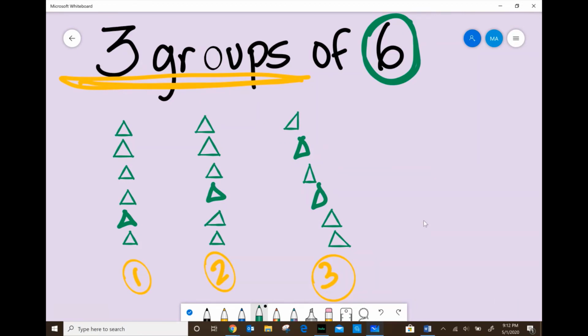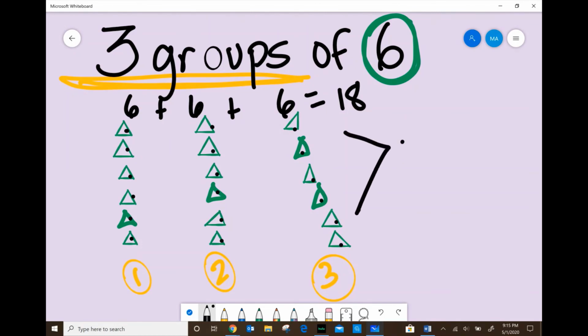And now you're going to have to use repeated addition. 6 plus 6 plus 6 is, you can count by 6, so 6, 12, 18, or you can count each triangle individually. If you decide to count each triangle individually, then you are going to have to just go in there and count 1, 2, 3, 4, 5, 6, 7, 8, 9, 10, 11, 12, 13, 14, 15, 16, 17, 18. Then you would find out, oh, I have 18 triangles in total.